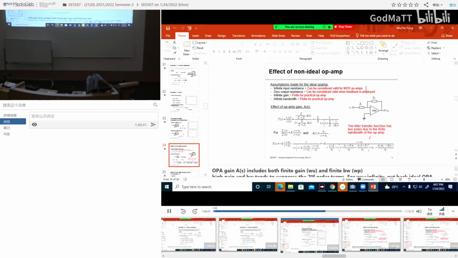For a real op-amp, if you use MOS, you're looking into a gate. It is quite true. Impedance is very high.